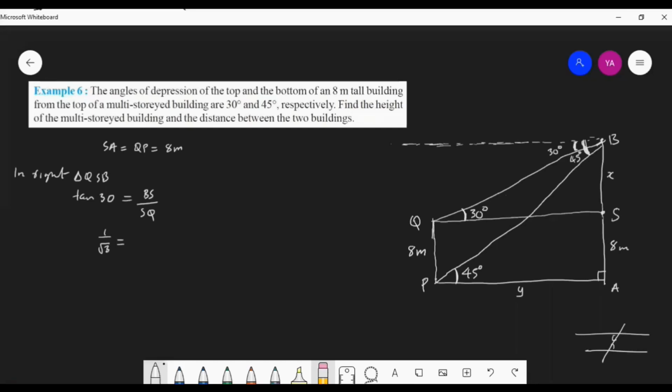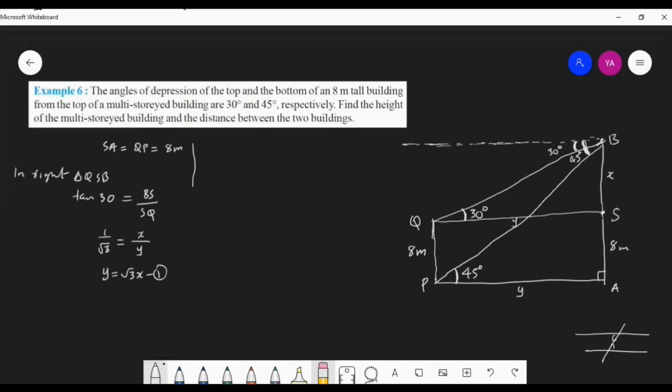BS is X. X by, what will be QS? Y, right? Because this makes a rectangle, so BS, AP and SQ will be equal. So here also Y will come. So X by Y. Cross multiply, what will you get? Y is equal to root 3x, number 1.